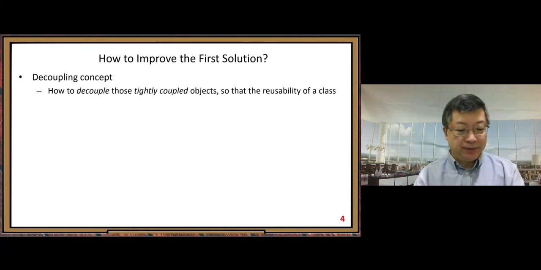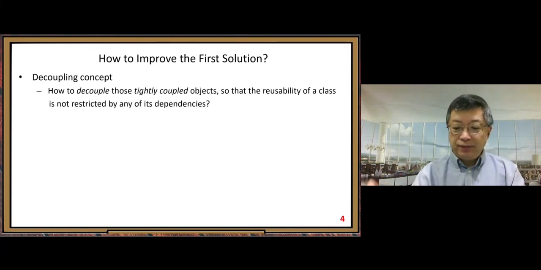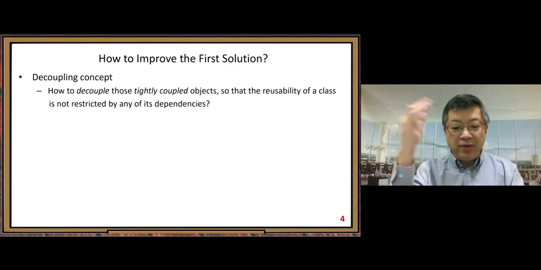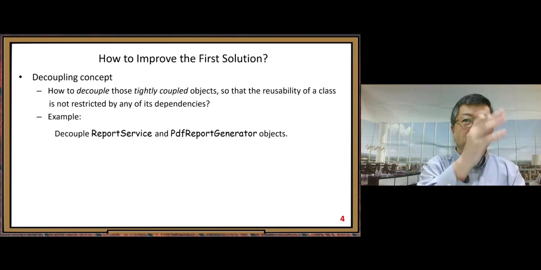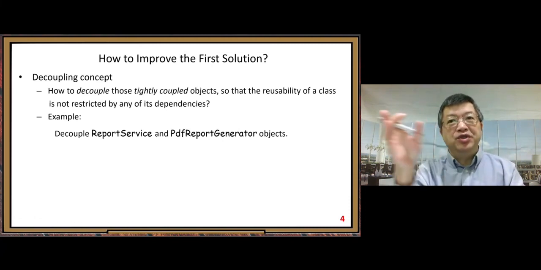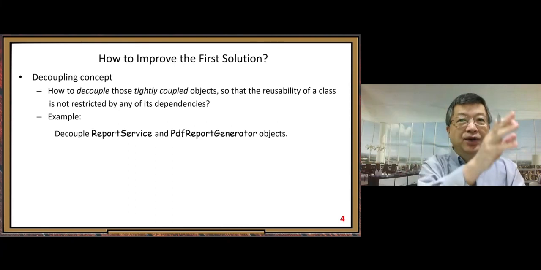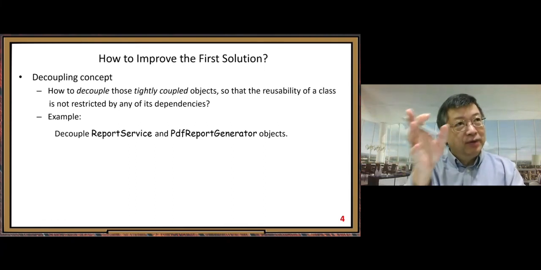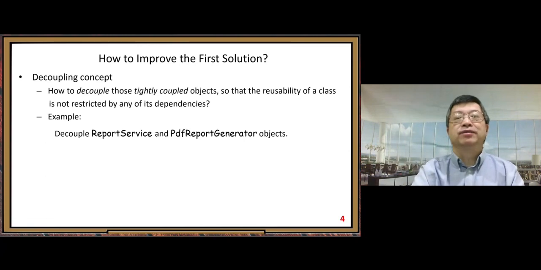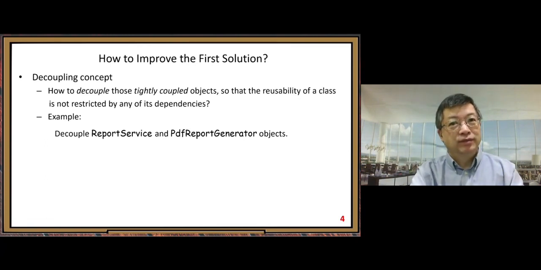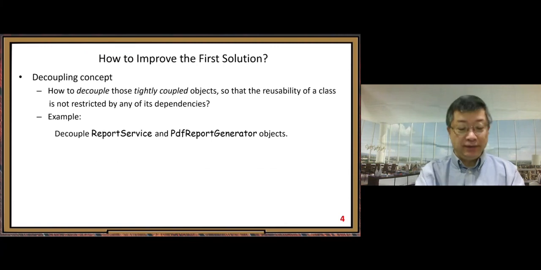So here, not restricted by its dependencies. That's what we learned from our first solution. For the example, we decouple report service and PDF report generator. How do we decouple these two objects? We will continue our story, step by step. We will get there.